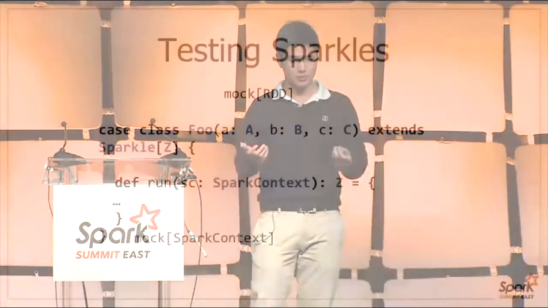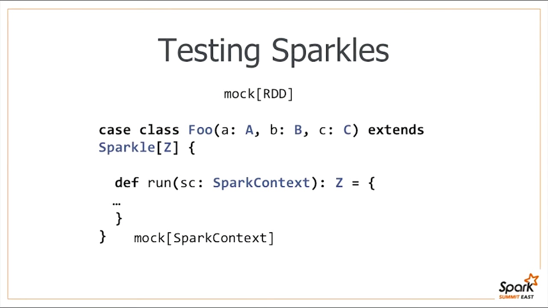Next, testing with Sparkles is fairly easy and nice. Because all the dependencies are fed in either through the run method or through the constructor, you can imagine it's very easy to mock this. So you can mock a Spark context and feed it into the run method and do all sorts of testing. And in the same way, you can mock any inputs to your function through the constructor and run your test that way.